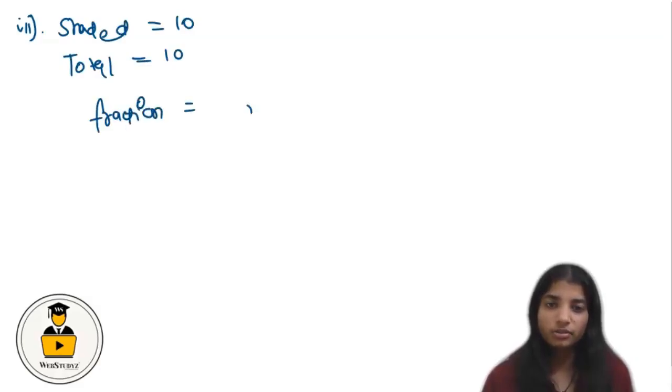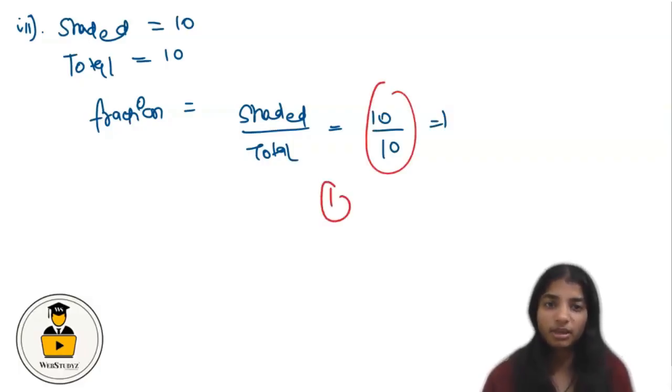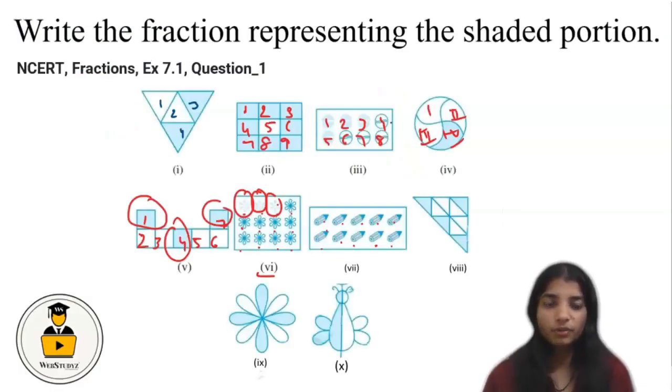Fraction is equal to shaded shapes divided by the total shapes. Shaded is 10 and total is 10. So 10 divided by 10 is equal to 1. So 1 is the answer to this part. 10 divided by 10 can be written, or 1 can also be written. Let's move to the 8th part.